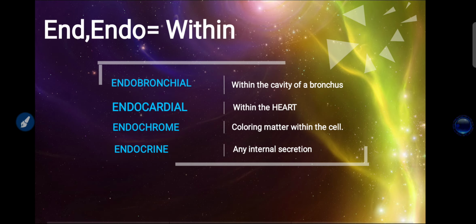So let's begin. The first word is endobronchial. What is endobronchial? Bronchial is something related to the lungs. So, within the cavity of the bronchus. Cavity means a hollow portion of the bronchus or lungs. So something which is inside the hollow portion of the lungs, or we can say within the cavity of a bronchus.